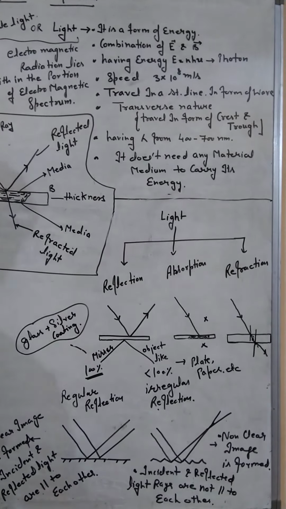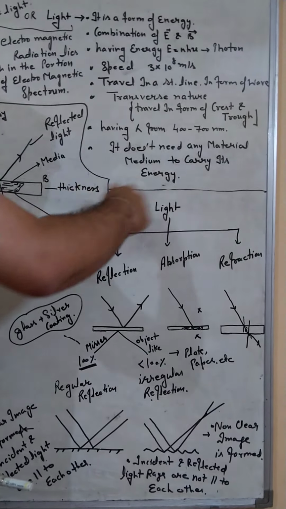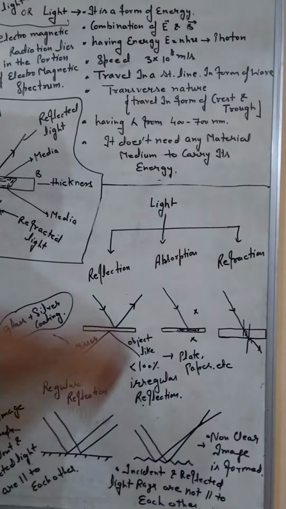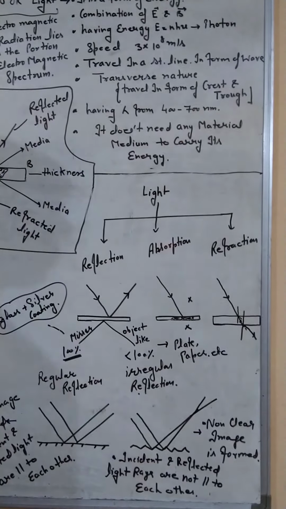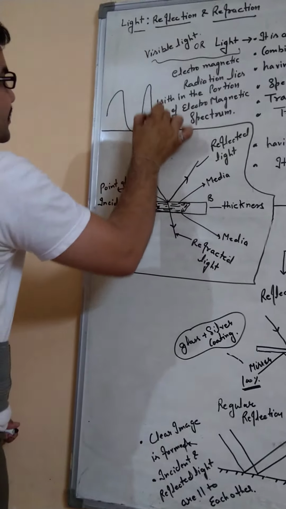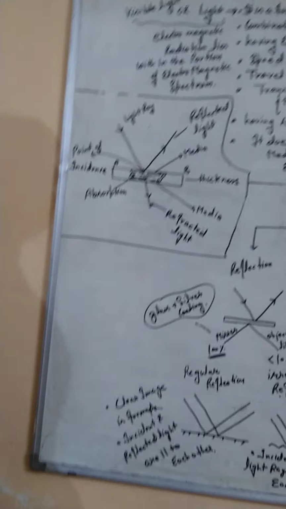Next one, its nature is transverse, meaning it travels or propagates in a medium or without a medium in the form of crest and trough, just like this one. This is crest, this is trough, this is crest, this is trough. In that manner light travels in a medium or without a medium.